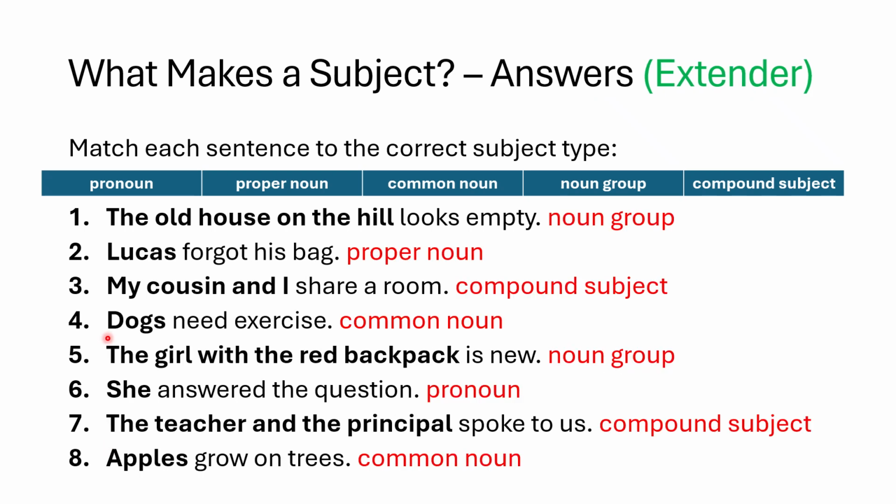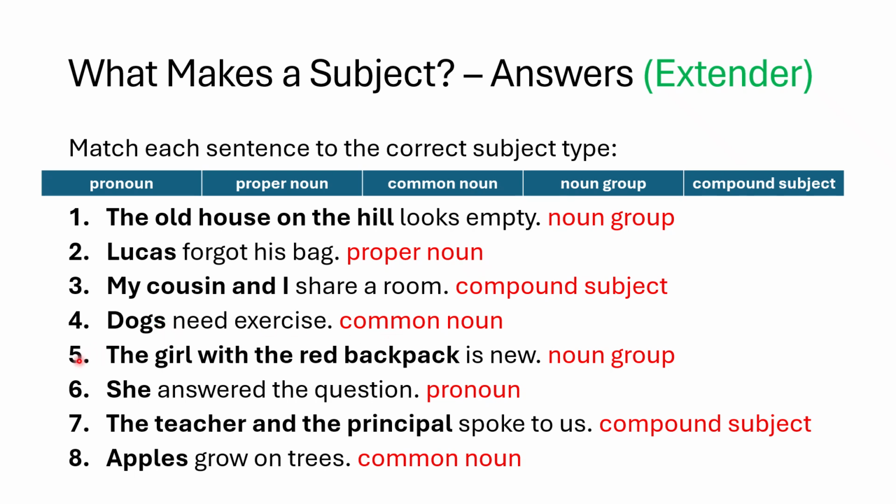Check your answers. 1. The old house on the hill looks empty. The old house on the hill is a noun group. 2. Lucas forgot his bag. Lucas is a proper noun. 3. My cousin and I share a room. My cousin and I is a compound subject. 4. Dogs need exercise. Dogs is a common noun.